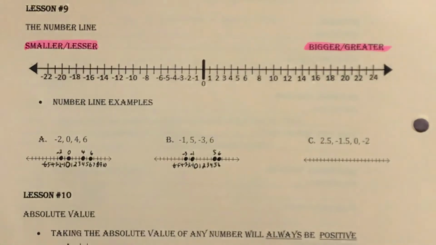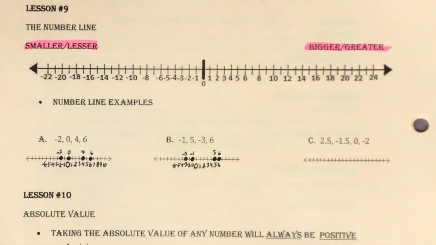All right, well, hopefully you're getting a hang on it at this point, so I'd encourage you to try example C on your own, then check your answers with mine. So example C, I've got numbers of 2.5, -1.5, 0, and -2.